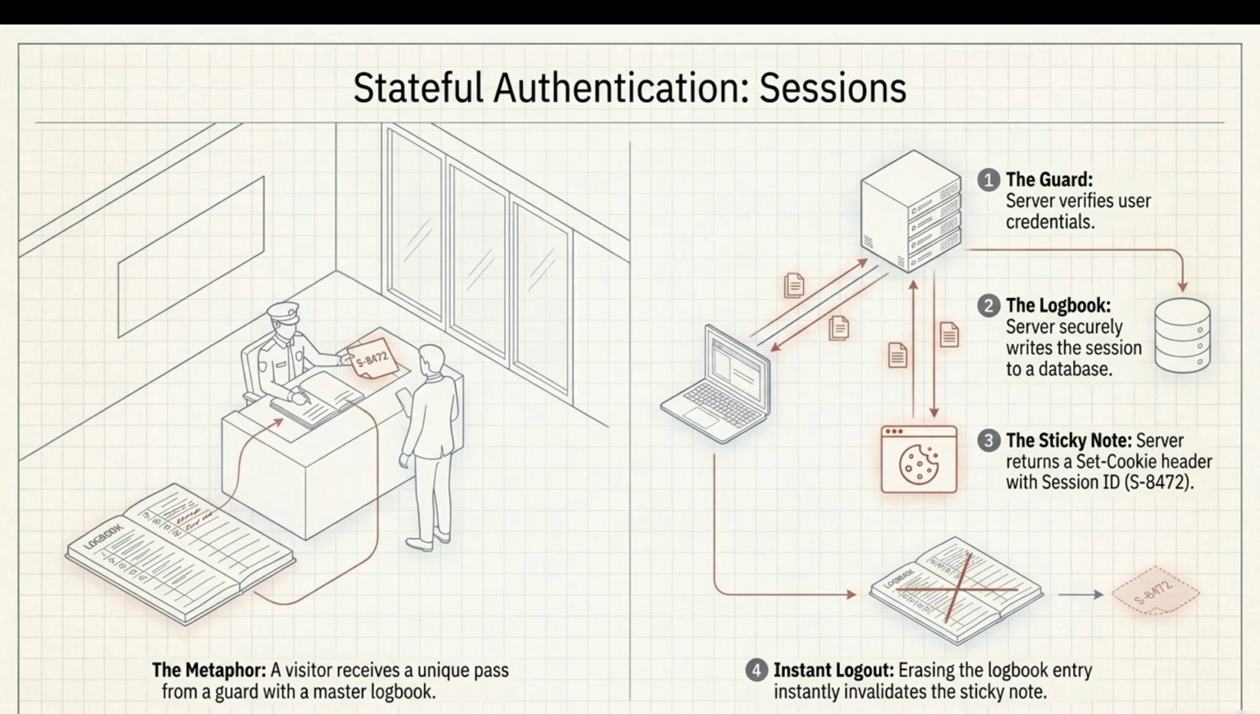A visitor receives a unique pass from a guard with a master logbook. After you receive a unique pass, you can use it however you want, and that is noted in the logbook. And if it is erased from the logbook, then it is also understood that you are no more a customer in that restaurant.